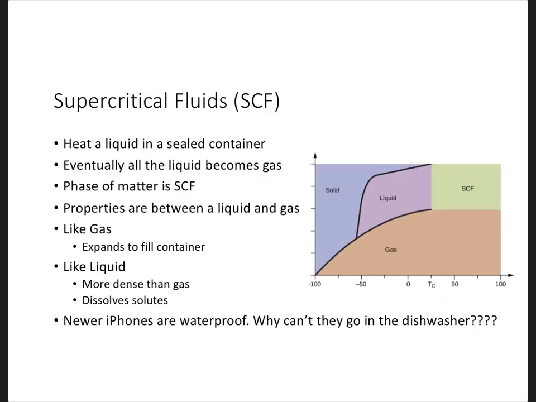So what is the SCF? That's the point at which we have a supercritical fluid. So S for super, C for critical, F for fluid. If you take a liquid and you put it in a sealed container and heat that container, eventually you will be able to reach a temperature at which the liquid will become a gas. At that point, we can reach a phase of matter that is the supercritical fluid. It has some properties that are like a liquid and some properties that are like a gas. You can think about it as a very dense gas.